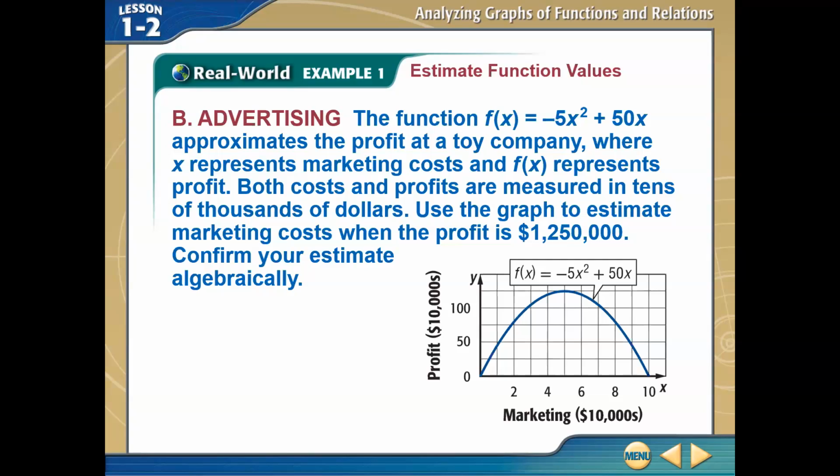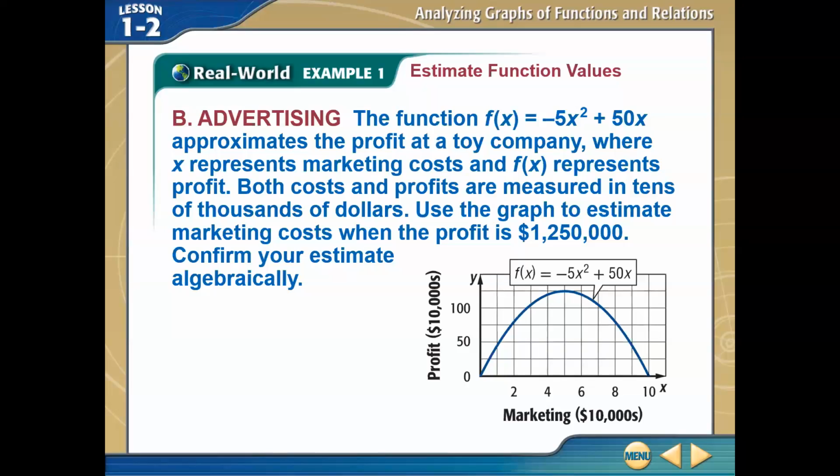Okay, so once again, we're going to use our graph. And here, instead of working from the x up, we're going to work from the y down. So 1,250,000 would be right about here. So we're going to scroll to the right, and it looks like we hit that at the x value of 5. So what we're assuming is that when we spend $50,000 on marketing costs, our profit is equal to 1.25.